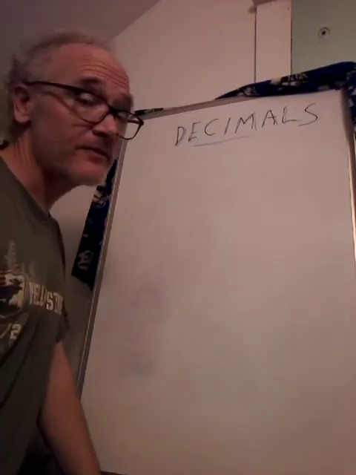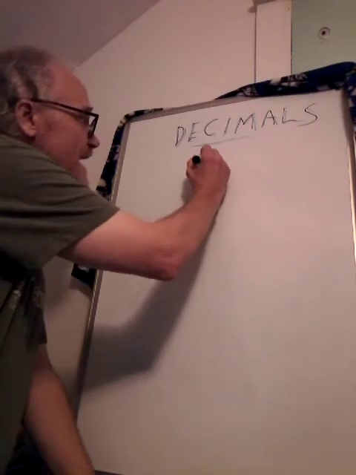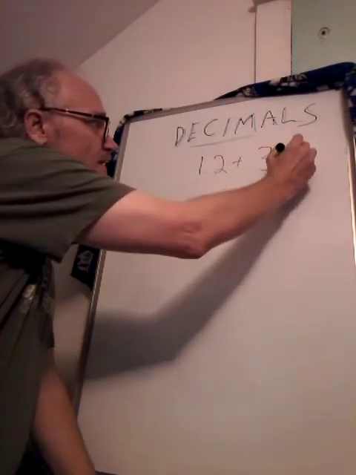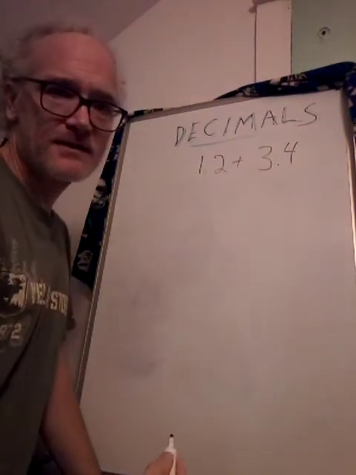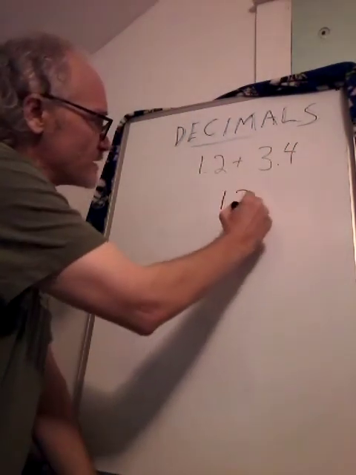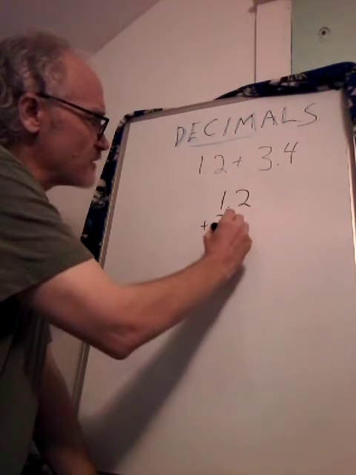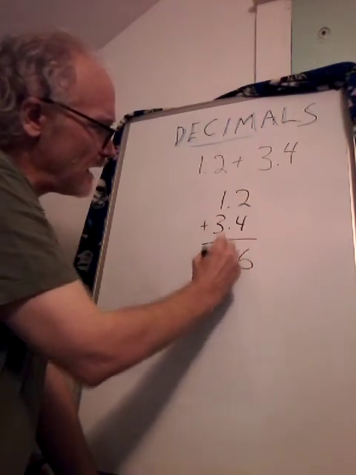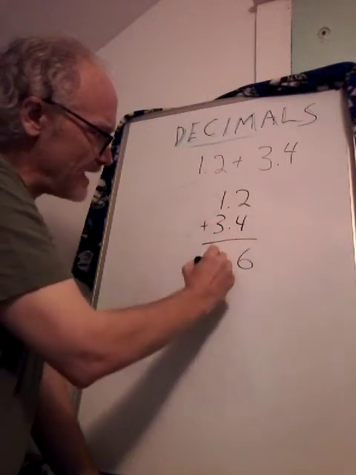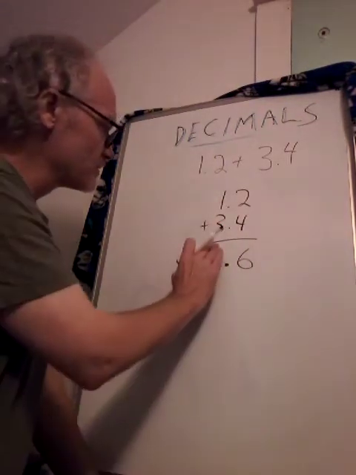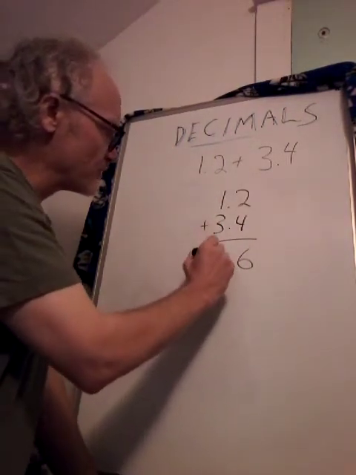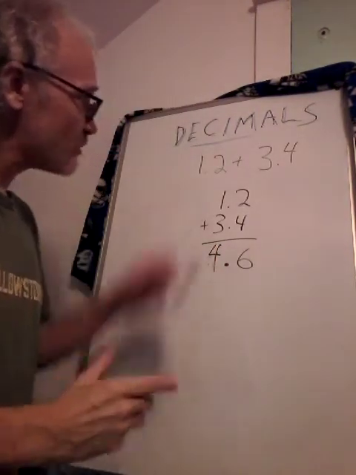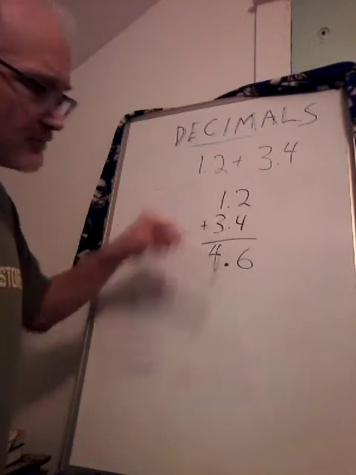It's not too tough. When we want to add them, all we do is line up the decimal points. 1.2 plus 3.4. See? I just line up the decimals and add, as normal. There we go. 3 plus 1 is 4. Good. Add as normal, just straight down with the decimals lined up.